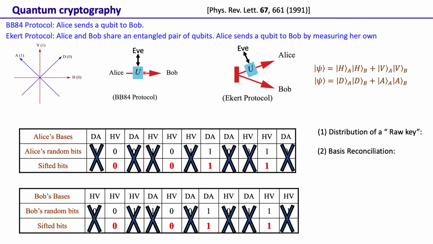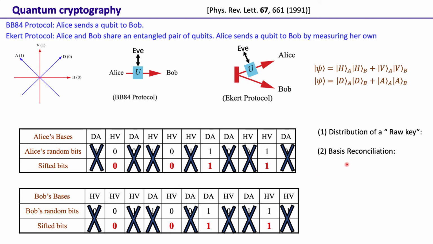So if there was no Eve in the system, so if there was no measurement done by Eve in the system, then at the end of it, Alice and Bob would end up with these bits 0, 0, 1, 1. Of course, in this example, they end up with just four numbers. But in actual quantum cryptography, this string could be 10,000 digits long, and in that case, maybe after basis reconciliation, they end up with at least 1,000 or 2,000 and so on. So this is just an example.